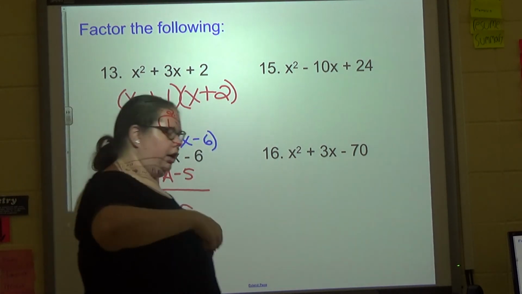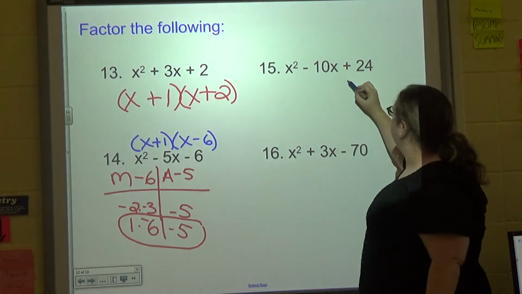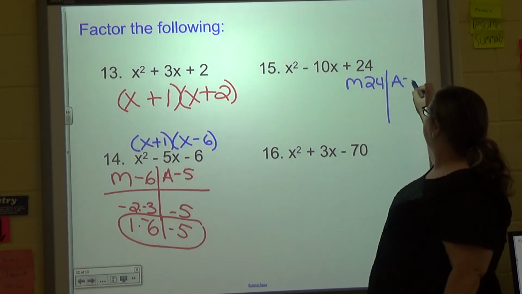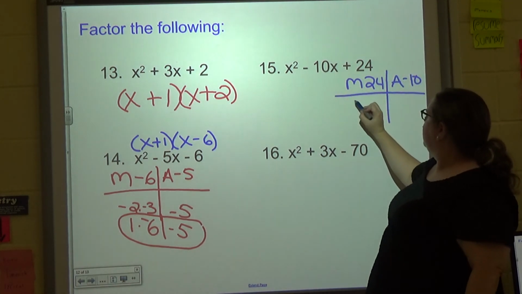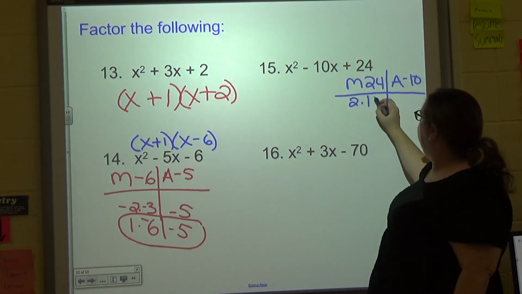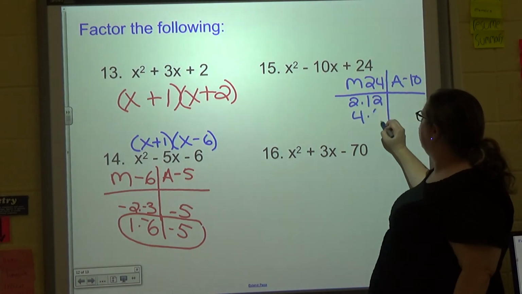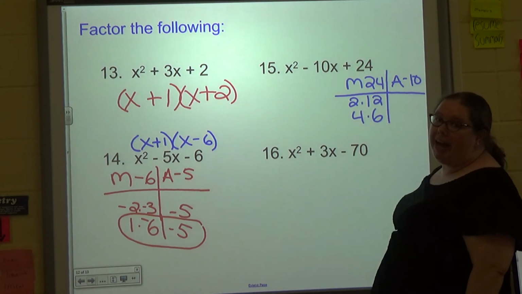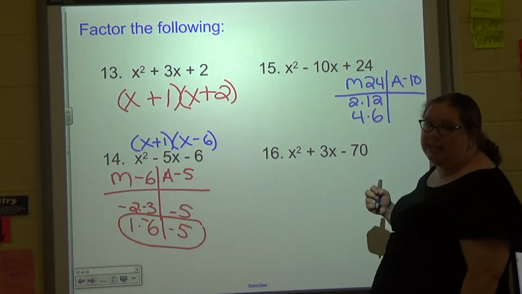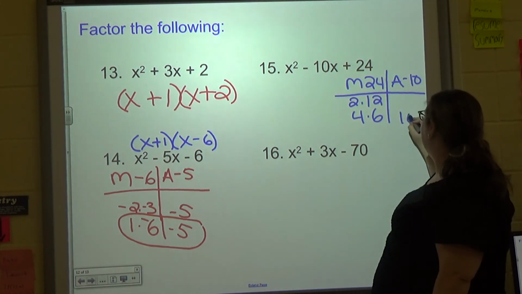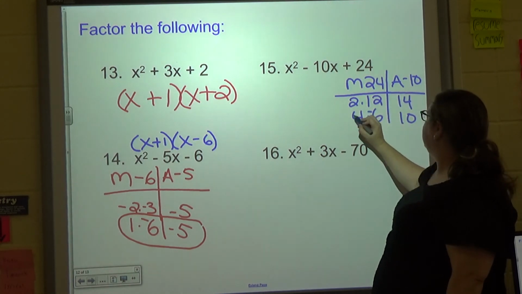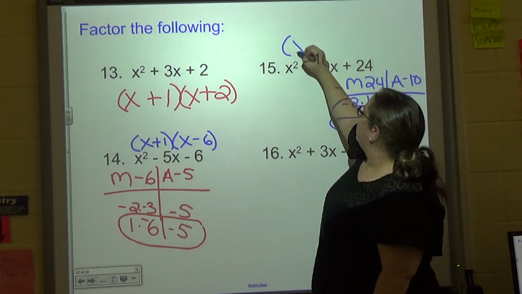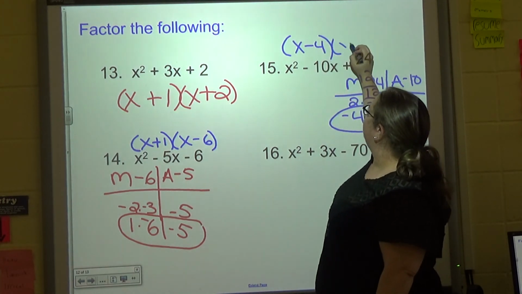Alright, 24. We're multiplying to 24 and adding to negative 10. 2 times 12 or 4 times 6? Which one is it? Since we're multiplying to a positive number, the signs have to be the same, which means we are adding. So it's got to be your negative 4 and negative 6. x minus 4, x minus 6.